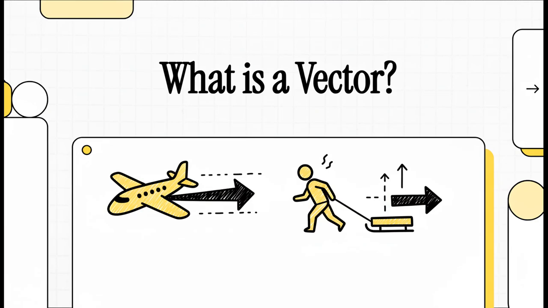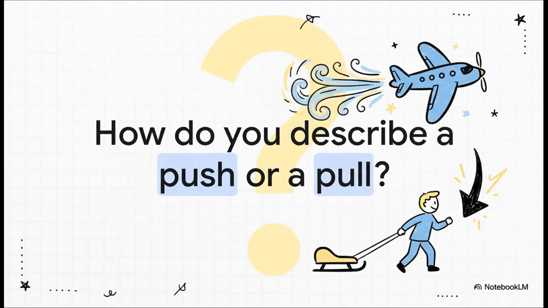Hey, what do you think a plane flying through a crosswind, a swimmer trying to cross a river, and, I don't know, an apple falling from a tree all have in common? It might seem random, but they're all described by this sort of hidden language that governs the physical world. And today, we're going to decode that language. We're talking about vectors. So let's start with something really simple.